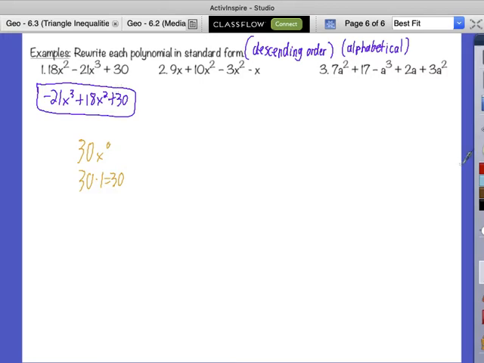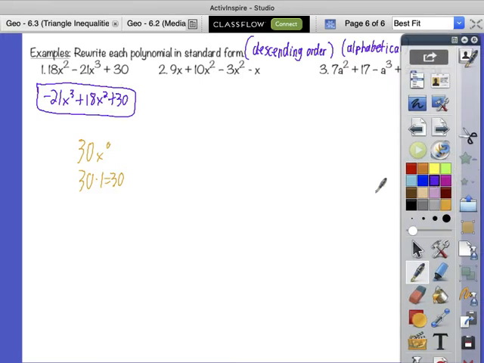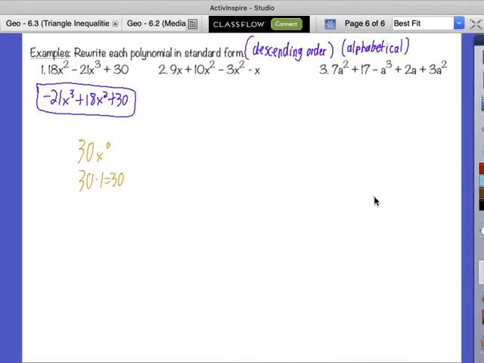Let's look at the second one here. Okay? Now, before we start rearranging things, what might we notice? There's like terms, right? There's like terms, okay? Somebody tell me a pair of like terms. 9x, 10x, 3x, x. Okay? Somebody tell me a pair of like terms. 10x squared and negative 3x squared are a pair of like terms.